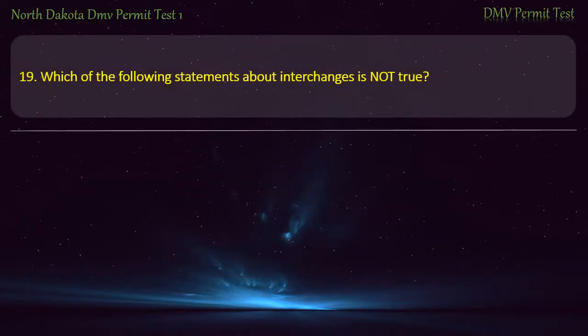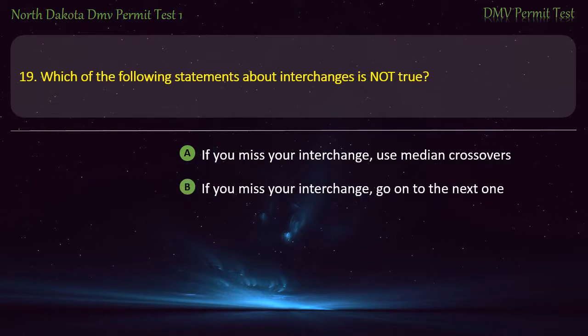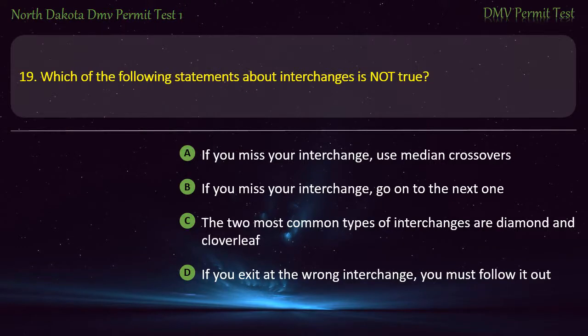Question 19. Which of the following statements about interchanges is not true? If you miss your interchange, use median crossovers. If you miss your interchange, go on to the next one. The two most common types of interchanges are diamond and cloverleaf. If you exit at the wrong interchange, you must follow it out. Answer. If you miss your interchange, use median crossovers.